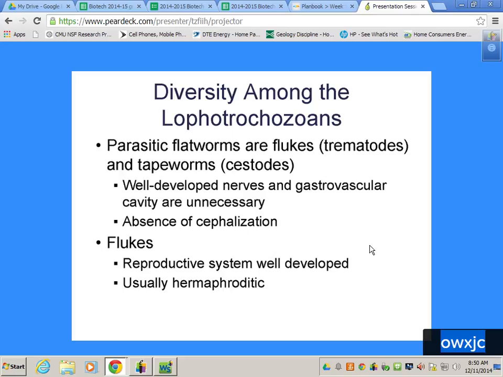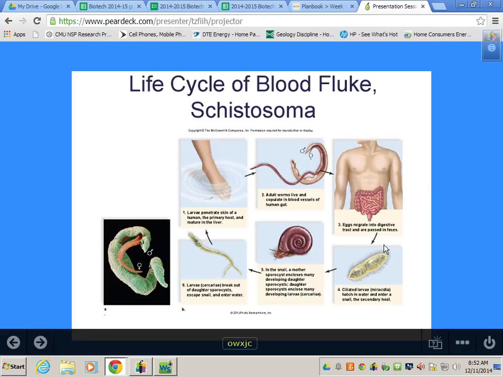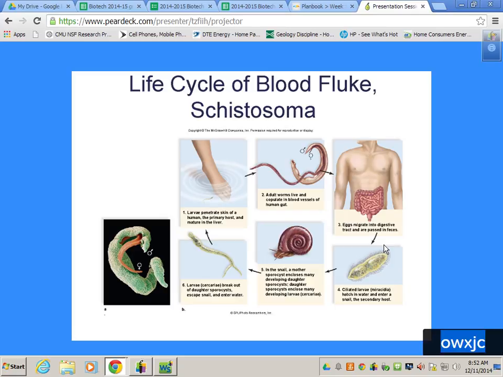No, that's good. So the flukes, their reproductive system is well developed, and they are usually hermaphroditic as well. You can imagine the flow chart or the table that would be in a test for this, right? Ooh. Maybe we'll make a flow map before the test. I didn't say that. So here is a nasty little fluke, blood fluke.